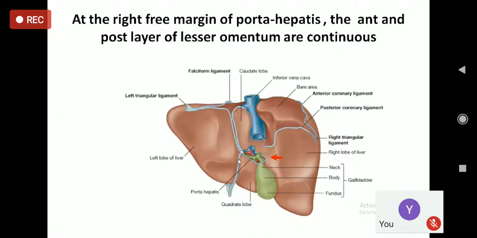So here we can see the porta hepatis. So the anterior and the posterior layer of the reflecting peritoneum at the free margin of the porta hepatis. So this is the free margin of the porta hepatis. The anterior and the posterior layer of the lesser omentum are continuous. Okay. So the reflecting peritoneum from here to here, it goes like this. It reflects and it goes like this and it forms like this. Okay. So this is the reflection of the peritoneum on the liver.